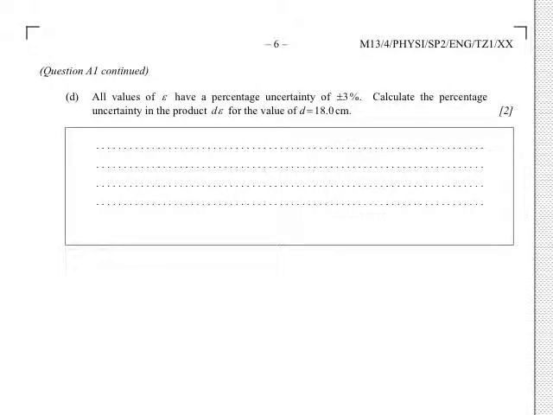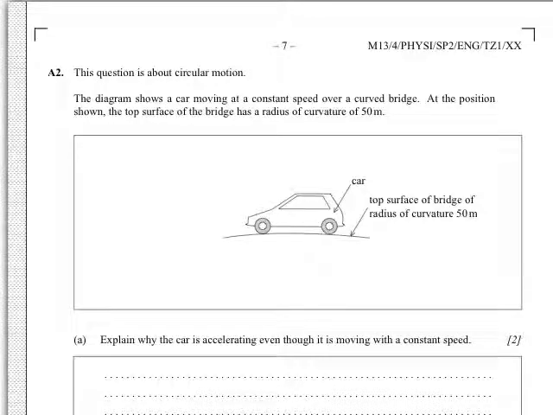Okay, so now this question's fairly straightforward. Plus or minus 3%, and we calculate the percentage uncertainty in the product. Now, we're multiplying two values, so therefore we need to add the percent. Okay, so we're now on to question 2.